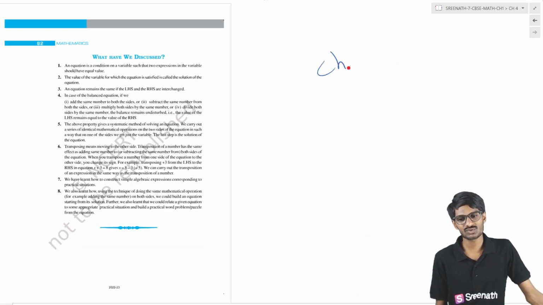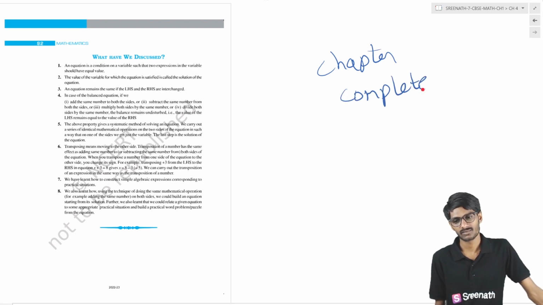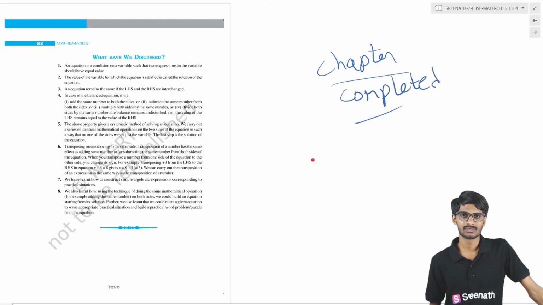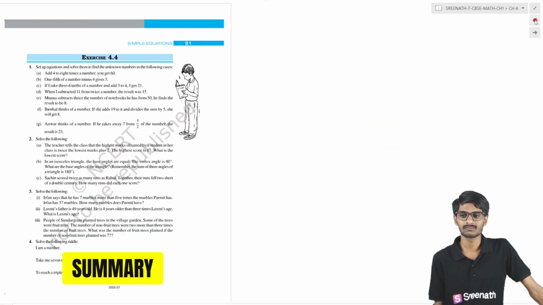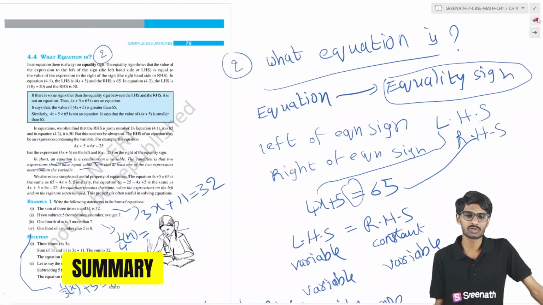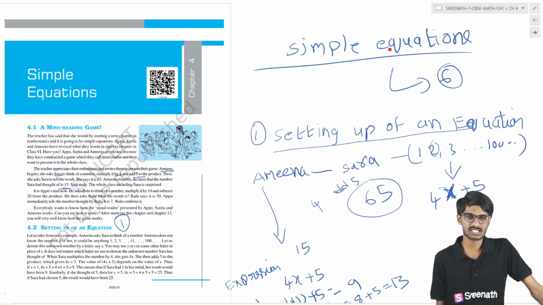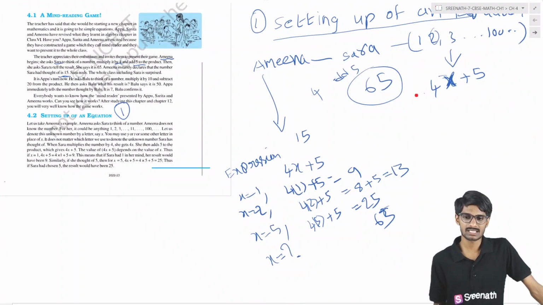So finally what happens, students? Our chapter is completed. Now what do we have to do? Now we'll have the summary. Without wasting time, we are going to have the summary. So basically the chapter is simple equations, and first is how to set up an equation.